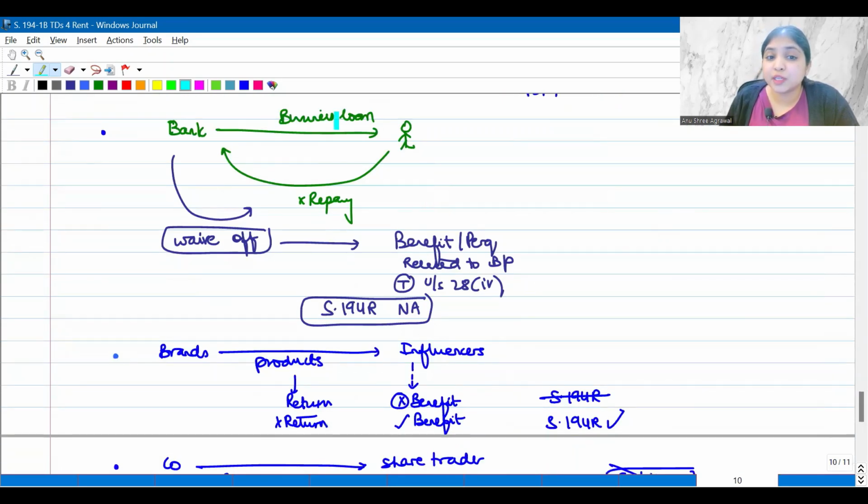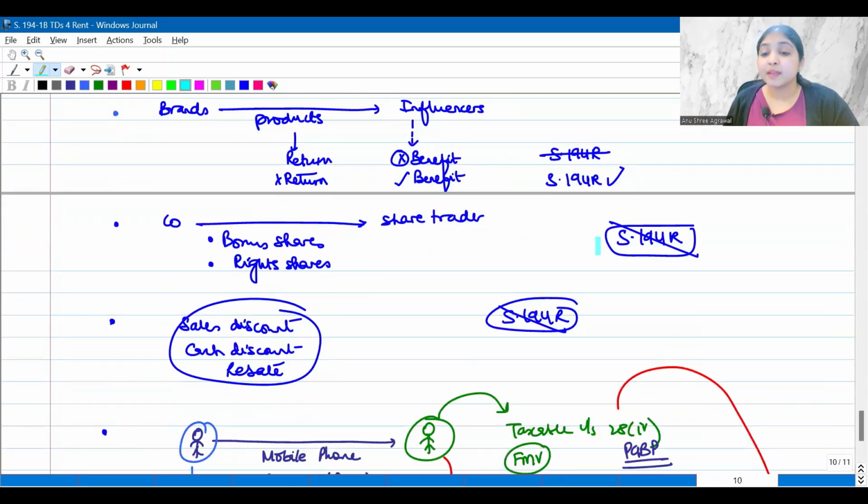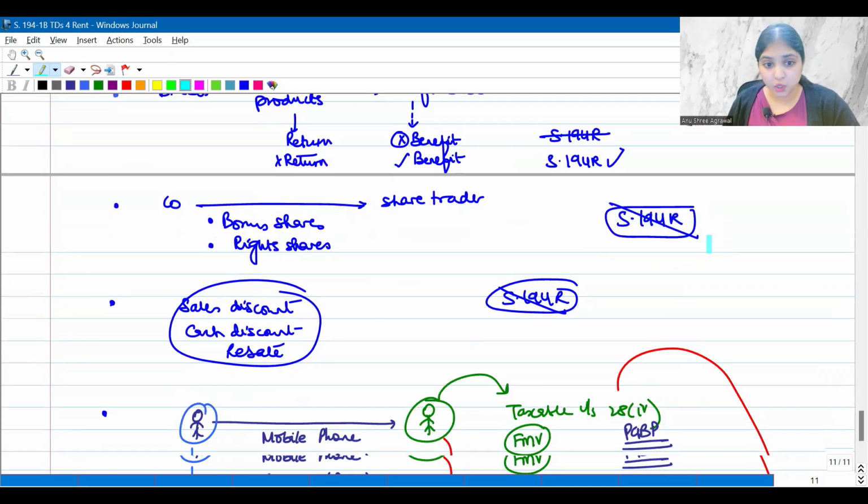Then we learned that if a business loan is waived off by the bank, of course it is a benefit or perquisite and also taxable under 28 clause 4, but 194R will not apply. For social media influencers, if they get to keep the product, then it is a benefit for them and 194R will apply. But if they have to return the product, if they cannot keep it, then 194R will not apply. Then we learned that for bonus shares and rights shares also, 194R will not apply.